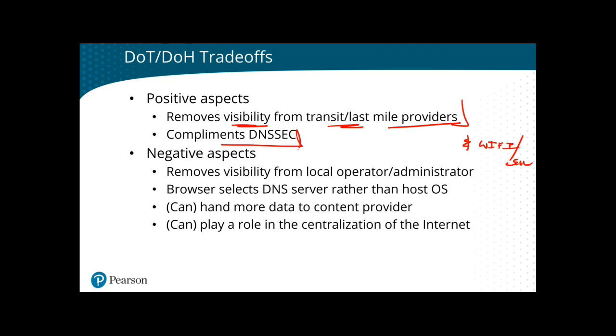It complements DNSSEC in that DNSSEC is going to validate that the record you've received is the correct record. DOT and DOH are going to make sure that the record being transmitted is actually being received from the recursive server you are connected to. Another way to cache poison is to poison your local host cache by sending the response directly to the local host rather than even to the recursive server.